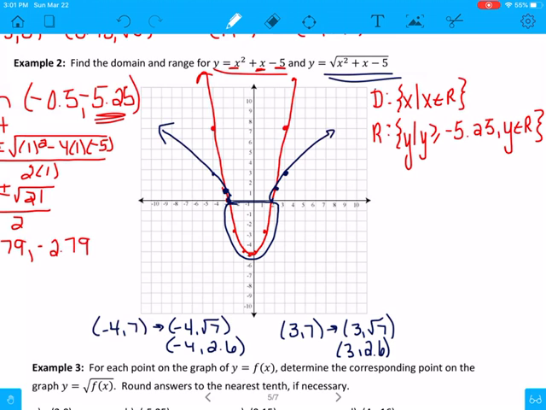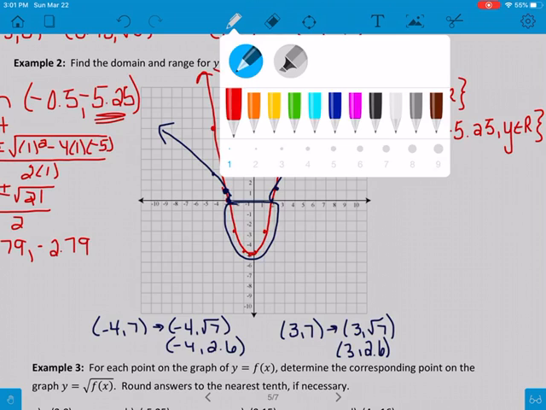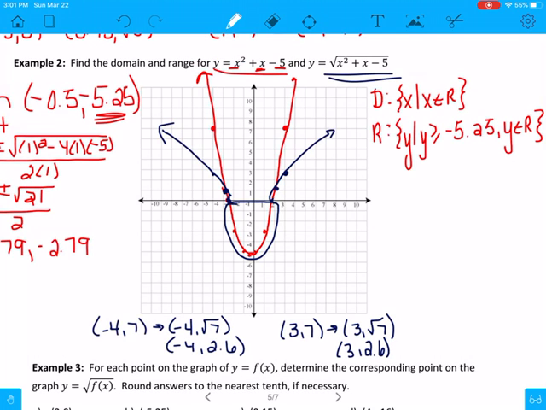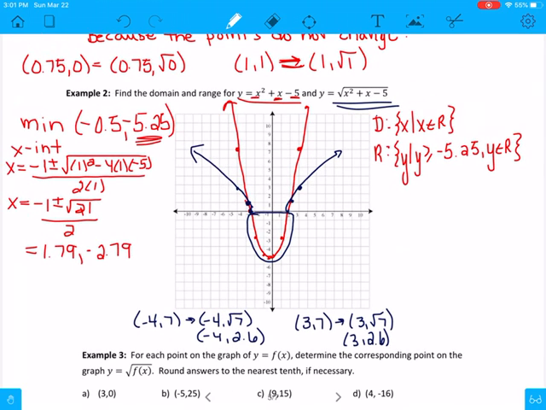Okay. Now of the blue graph, all of this bottom part of the red's gone. So my domain starts at the x-intercepts. So my domain is going to be x such that x is less than or equal to negative 2.79, or, which is a little u, x is greater than or equal to 1.79, x ∈ ℝ.